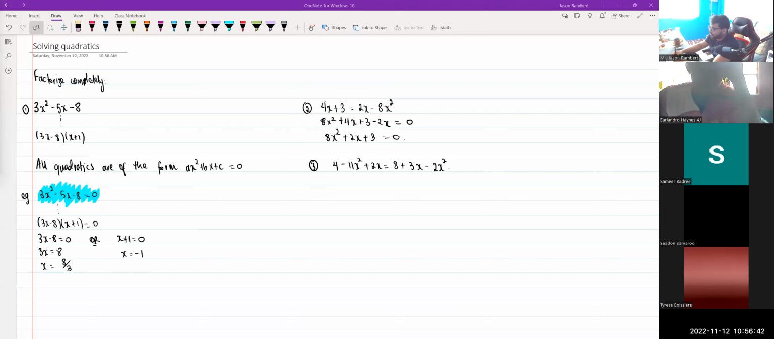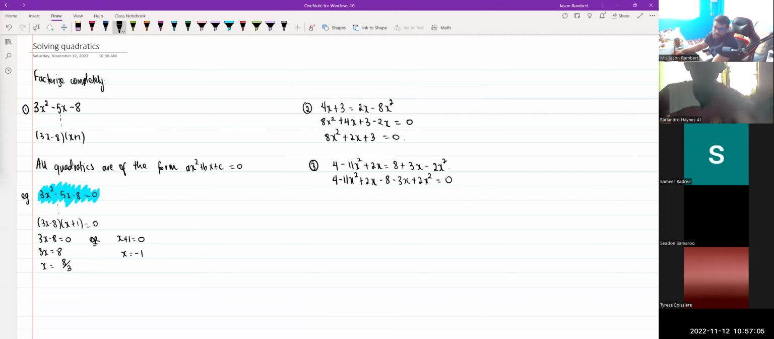All right, so 4 minus 11x squared plus 2x remains on the left. I'll move the 8, it becomes minus 8. I'll move the 3x, it becomes minus 3x. I'll move the minus 2x squared, it becomes plus 2x squared. And I remain with nothing on the right.